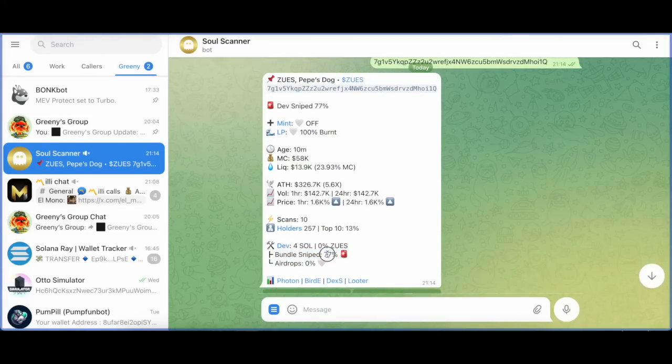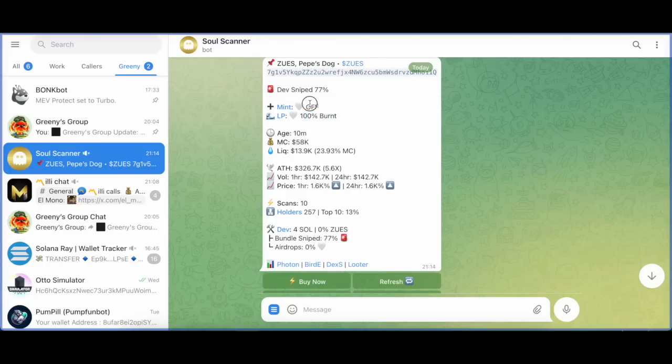So as you can see, as soon as it dropped, it was bundle sniped across several different wallets. Essentially, that just means as soon as it was dropped, a heap of people, or maybe it was the dev actually, set up wallets to buy it, so that they own at least 88% of the tokens. And let's have a look at any other factors.